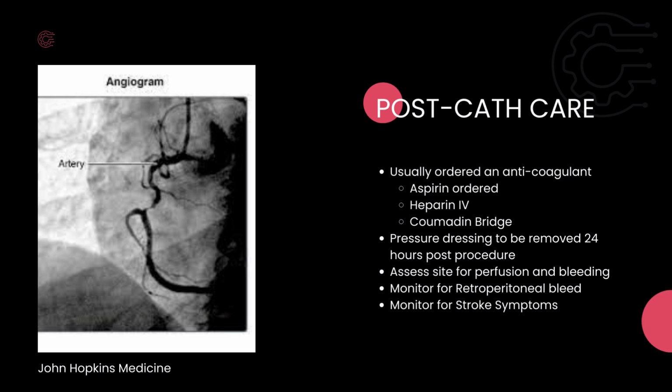While the dressing is there and immediately post-op, it's important to assess the site for perfusion and bleeding, making sure there's no hematoma at the site. You also want to monitor for retroperitoneal bleed, which can be seen by petechiae or ecchymosis, ranging from the catheterization site into the back by the flank. And you also want to monitor for stroke symptoms, so you want to monitor the patient's mental status, alertness, orientation, because after these coronary artery or venous angiograms, the patients can throw clots.